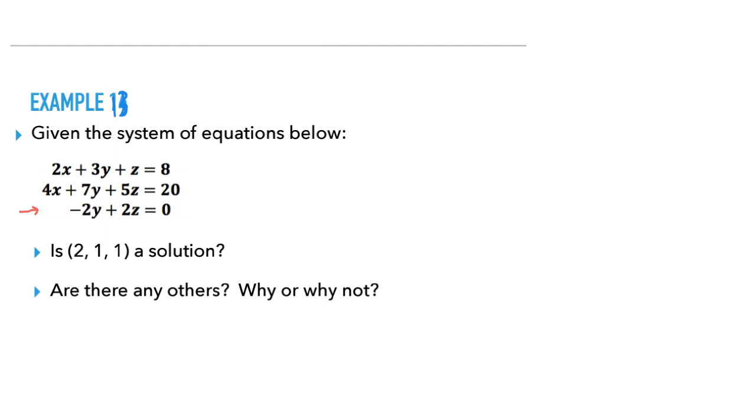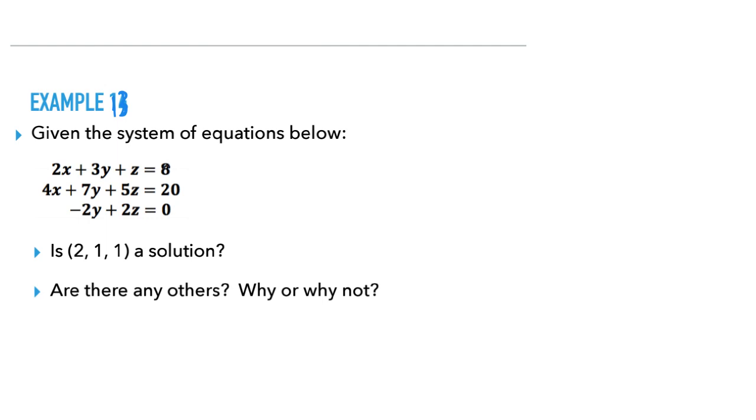Well, we already know 2, 1, 1 works in equation 1, and we already know that it works in equation 2. And now what we see is that it also works in equation 3, because when we plug 2 in for x, there is no x, okay? And then I've got negative 2 times 1, because y is equal to 1, plus 2 times 1, because z is equal to 1, that is indeed equal to 0, and thus 2, 1, 1 is a solution. But now we're asked, are there any others? Why or why not? Let's see what the homogeneous system can tell us about the answer to this question.